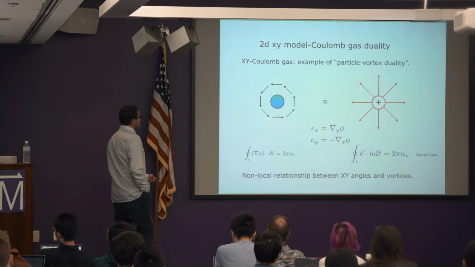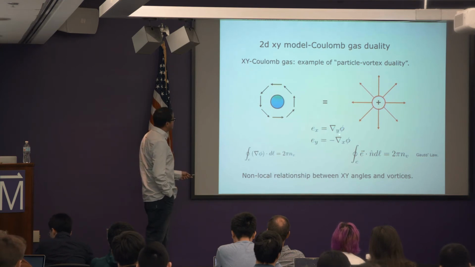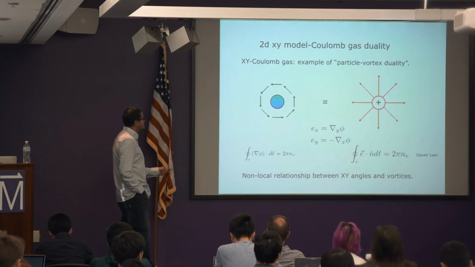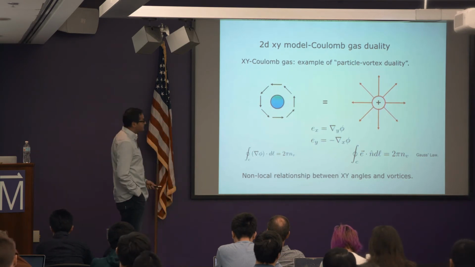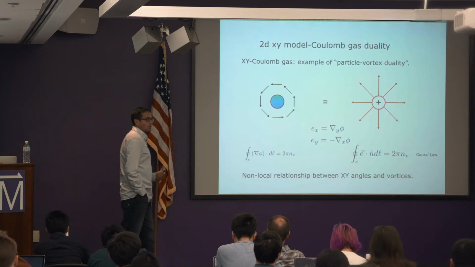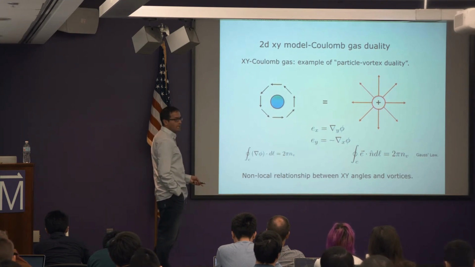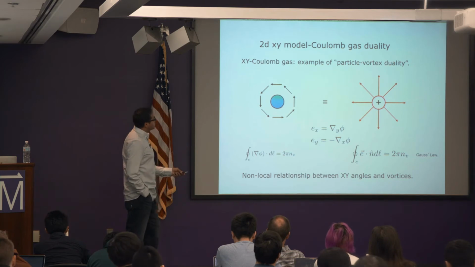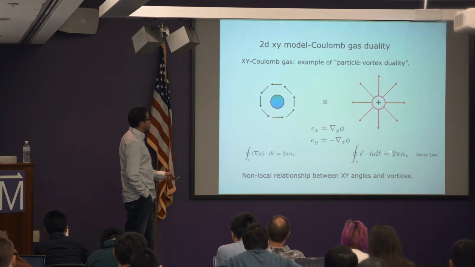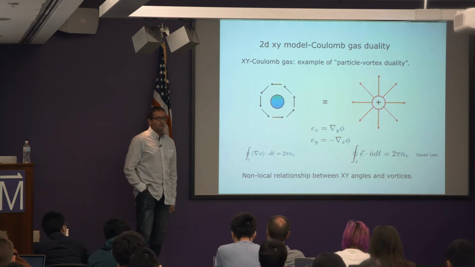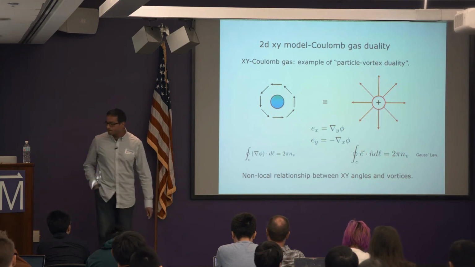And this can be made explicit by looking at the fact that you can define a dual electric field Ex, which is the gradient in y of this phase degree of freedom, the current in the y, and Ey is minus the current in the x. So we know what a vortex is in the original representation. It's when the phase gradients wind by 2 pi. Right? In the dual representation, it's when the divergence of this electric field is 2 pi. So that's the Gauss law constraint. Okay?